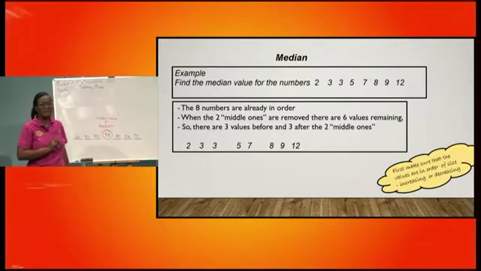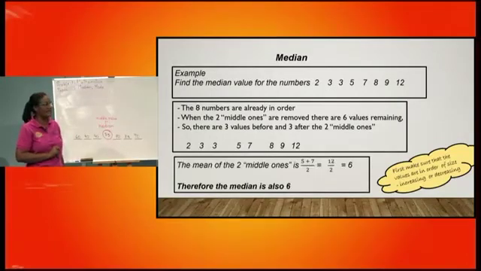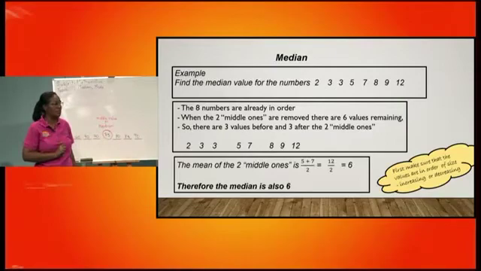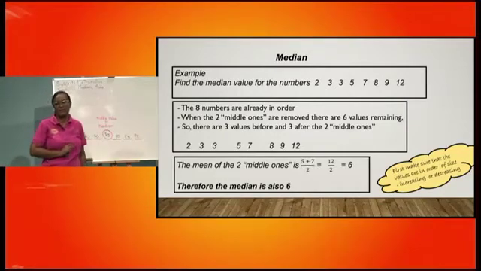8 values, take out the 2 middle ones, 6 are left. So 3 would be on one side, 3 on the other side. And as you can see on the screen, we have our 2 middle values there. Next, we find the mean average of the 2 middle scores, which means we add them and divide by 2. So we now have 12 divided by 2, 6. So the median is 6.